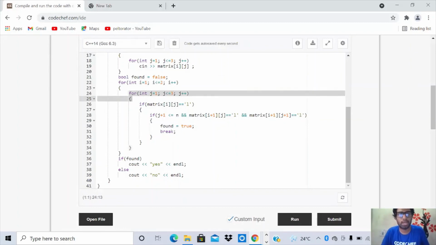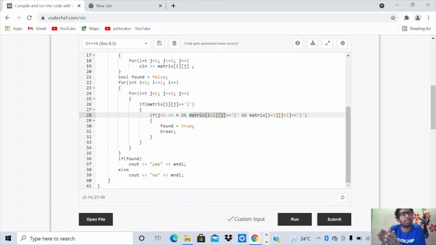Then we process j equal to 1 to 3. So if the current cell I'm looking at is an L, I am supposed to look at the cell immediately below it, which is matrix i plus 1, j, and the cell to the right, that is matrix i plus 1, j plus 1. If these three cells are L, I have found a pattern, and immediately after finding a pattern, I break out. Now you might ask why are you checking here j plus 1 and not checking for i, even though you're using i plus 1.